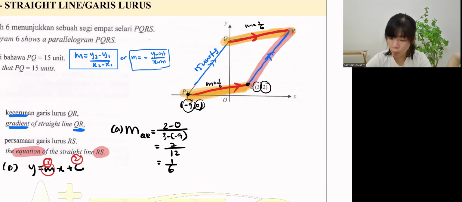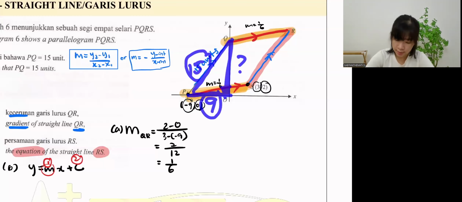But it's okay. We can always use the other line, which is parallel to it, so they have the same gradient. Okay, you need two coordinates. P, we know it is -9, 0. But how about Q? Q is also not given. So how do we find it? You see, they give us 15 units for a reason. Pythagoras theorem again. If this is 15, and this is -9, which is 9 units, we can find the height here by using Pythagoras theorem, 15, 9.